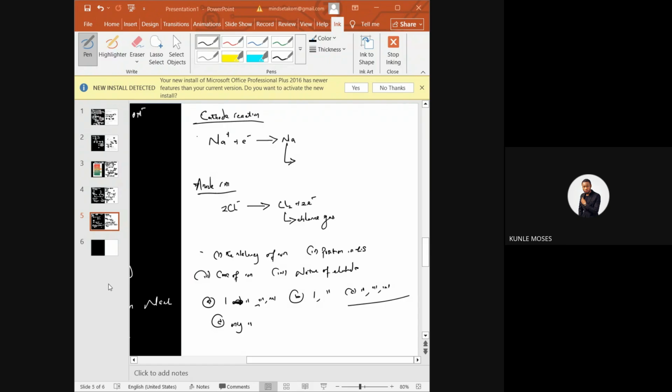Another subtopic, uses of electrolysis. Number 1, extraction of metals. You can use electrolysis to extract metals like sodium and aluminium. Number 2, it can also be used to electroplate, to plate some metals.